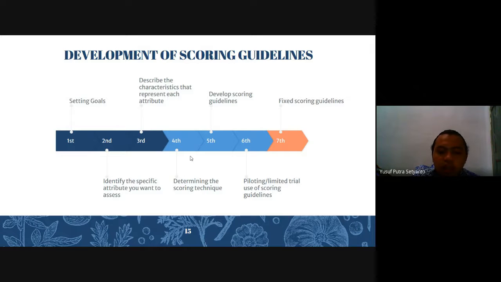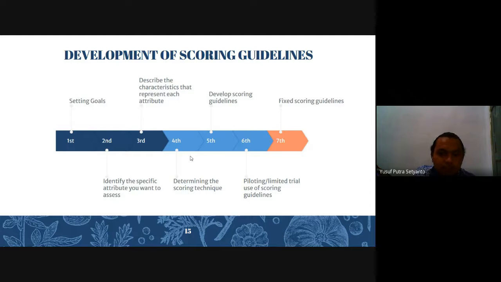Okay, if you use a holistic scoring technique, for example, scoring can be started by compiling the key attributes and indicators of the aspect being measured. And then the key attributes and indicators are formulated into categories to determine the answer score. Okay, the next step is piloting, or limited trial use, of scoring guidelines. Piloting of the use of scoring guidelines is carried out by using them on several student answer sheets. You can do it by yourself or you can involve other people.